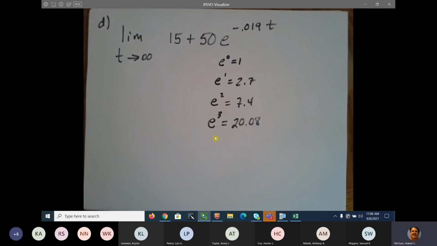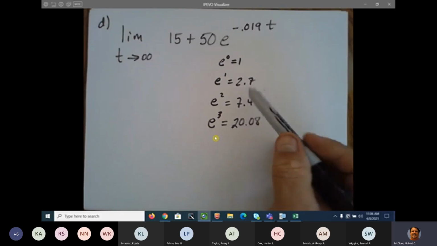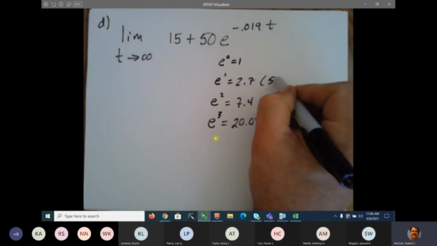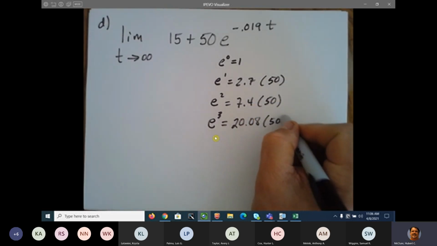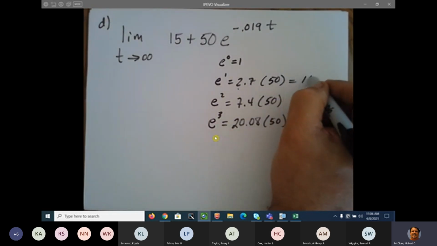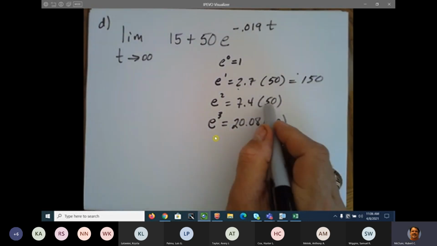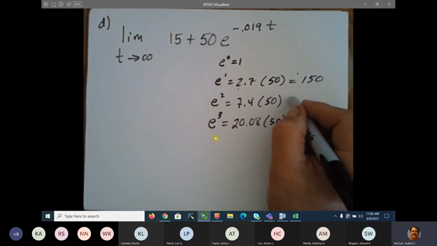Okay, I'm going to say it one more time. It starts growing exponentially. Look, 2 to 7.4. So let's take times 50, times 50, times 50. 50 times 3 is 150. 50 times 7 is what? 350.